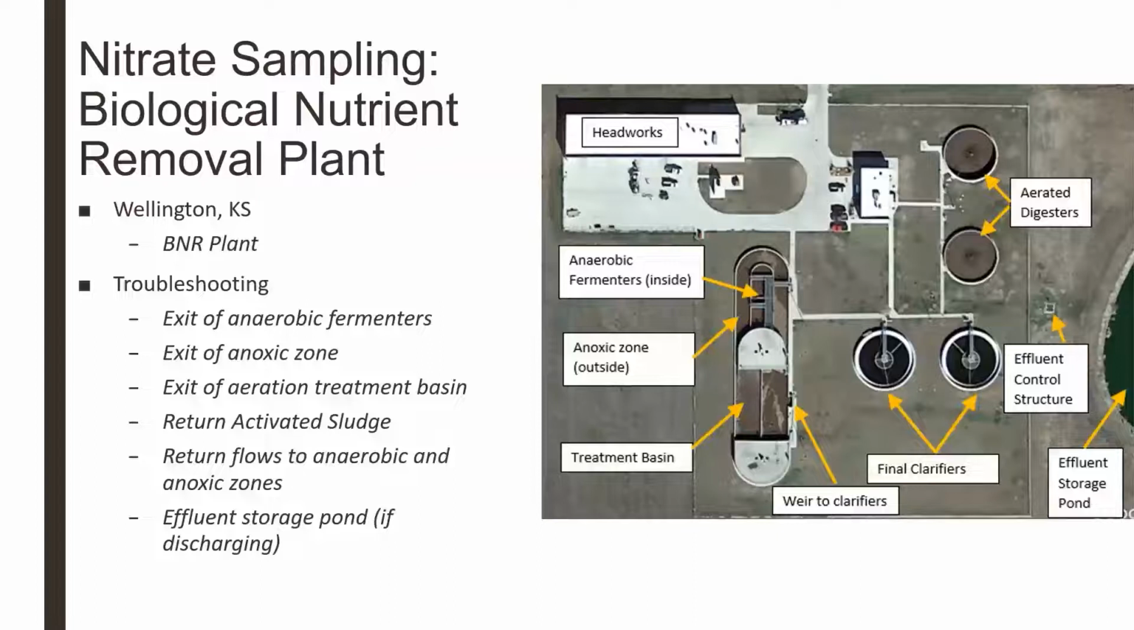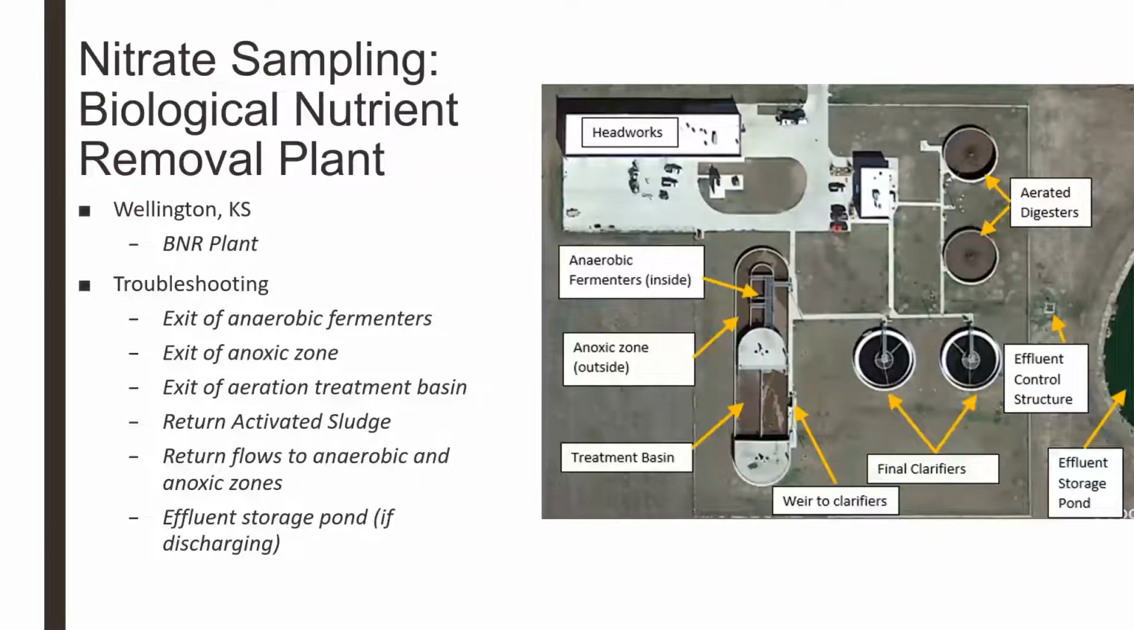You'd also want to look at the exit of the anoxic zone. Most BNR plants like this are directing nitrates to the anoxic zone, and it's in that anoxic zone where the nitrates are removed. So if you have nitrate levels that are high coming out of your anoxic zone, that's an indicator that something is amiss with the anoxic zone.